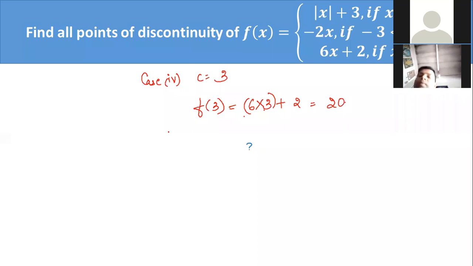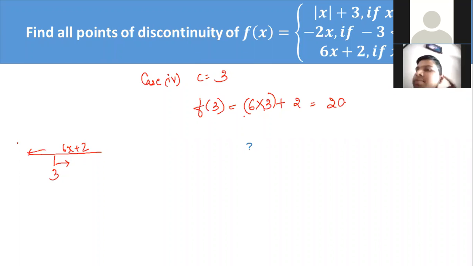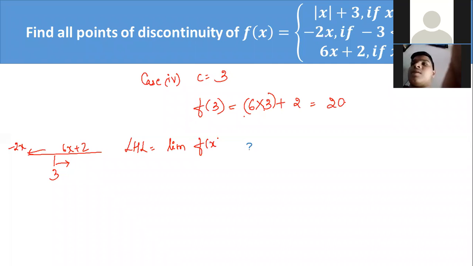Okay. Now, whether we have to go for left hand limit and right hand limit over here, we have to find what is the left hand limit and right hand limit. Why? Because if it is greater than 3, then the function is 6x plus 2. If it is less than 3, then the function is minus 2x. So what is the left hand limit? It is limit f of x as x tends to 3 from the left. When I'm talking about x tends to 3 from the left, you're taking values less than 3.